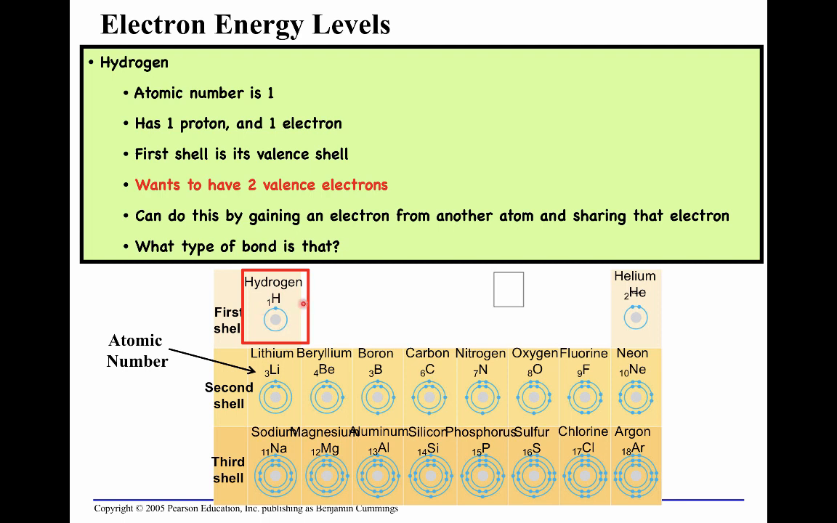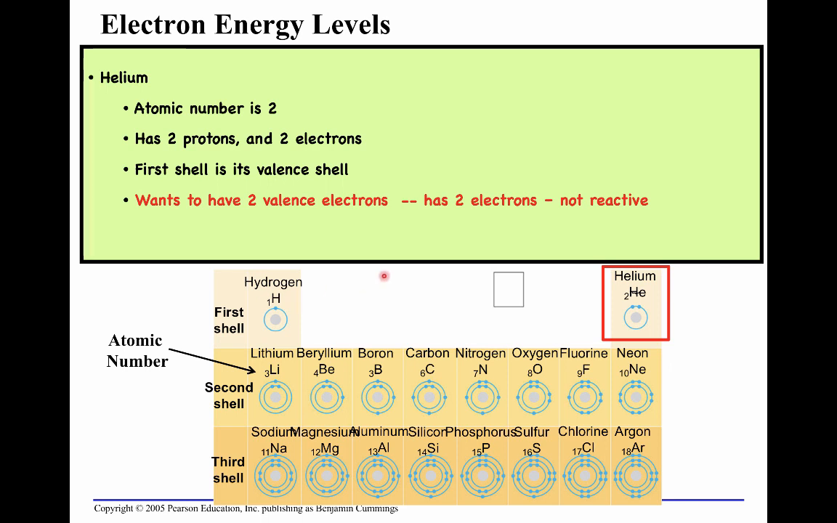What type of bond is that? Does anyone know? Everyone holler it out. Yes, indeed, covalent bond. And that's the driving force for forming covalent bonds: it's a way for valences to become full and for that atom to become more stable by forming a molecule with another atom.